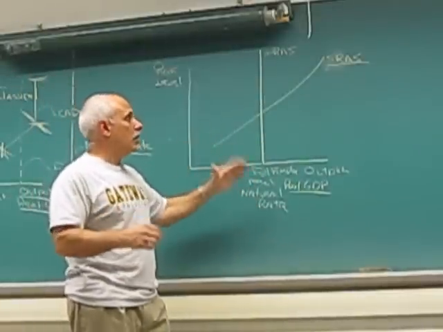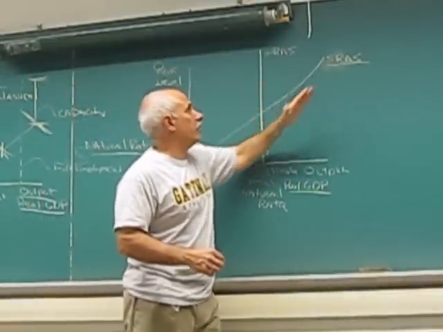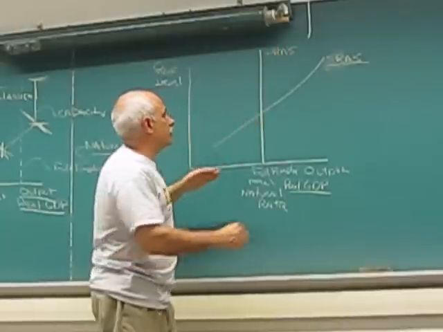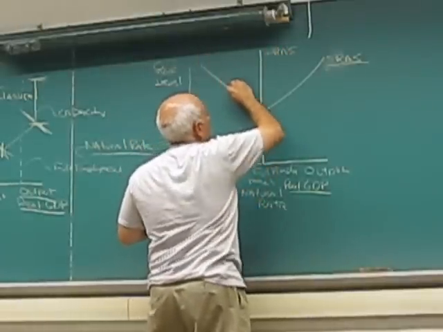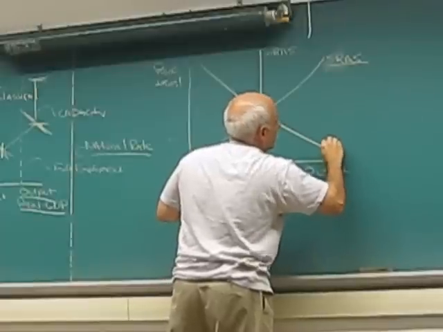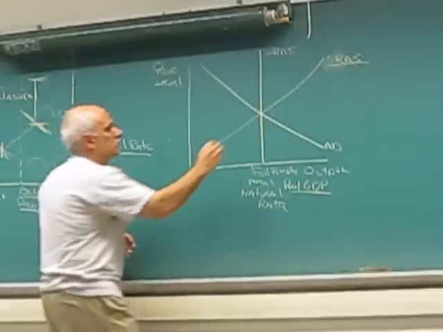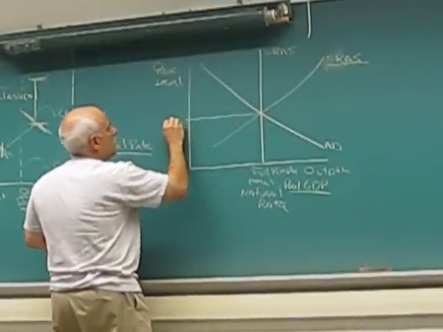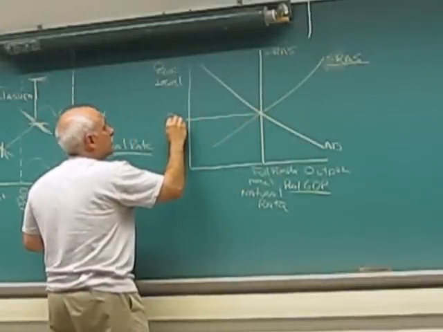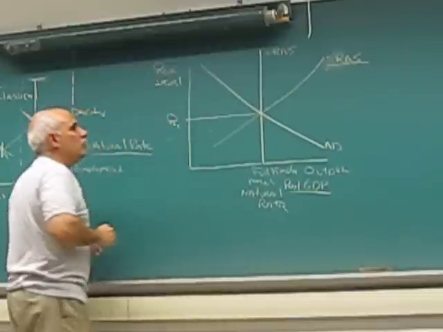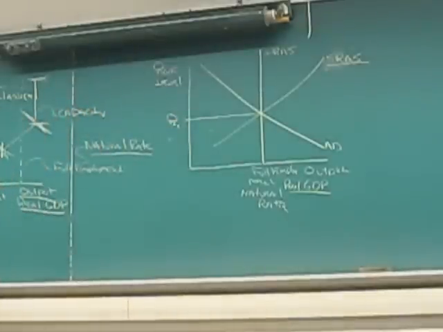Now, okay, so we've got short-run aggregate supply, long-run aggregate supply, and then we have aggregate demand. Now, if you are asked to illustrate the economy in long-run equilibrium, that's what it looks like.